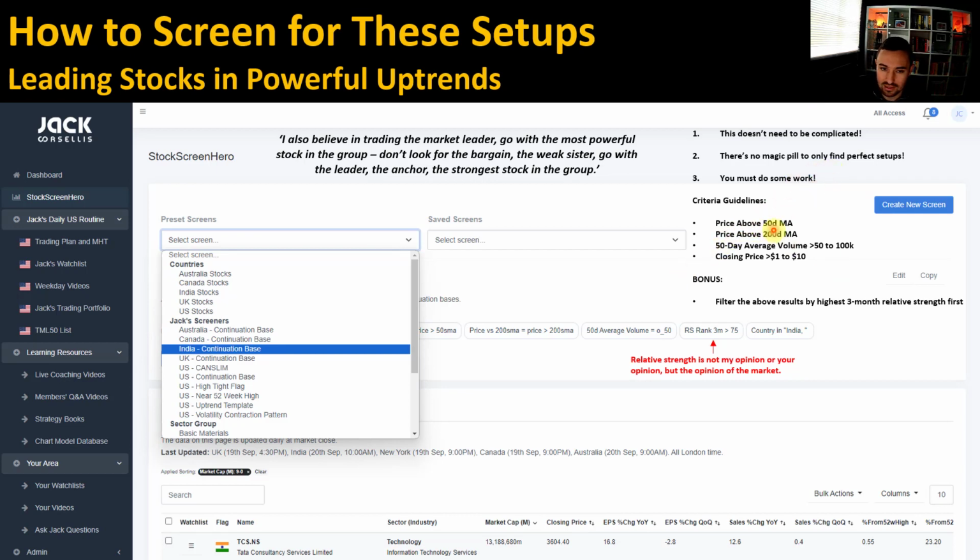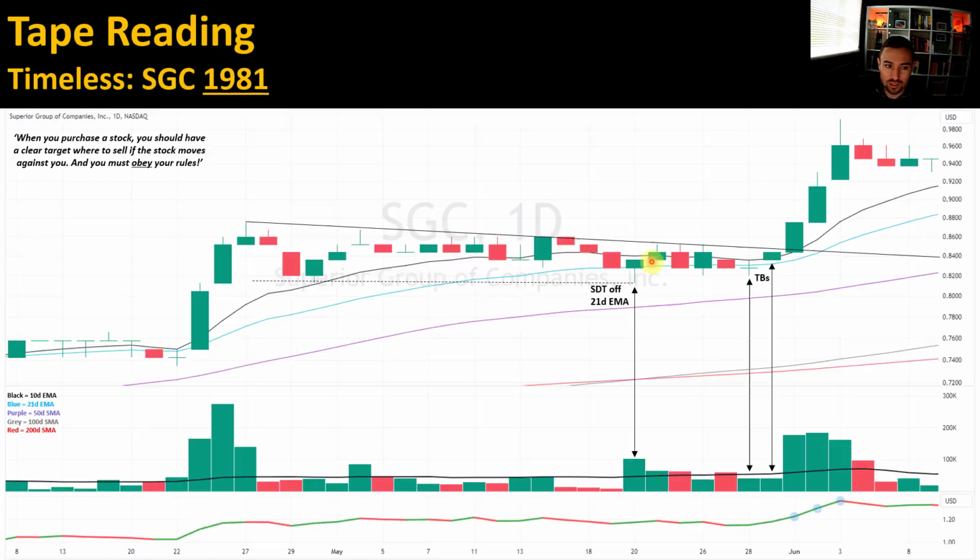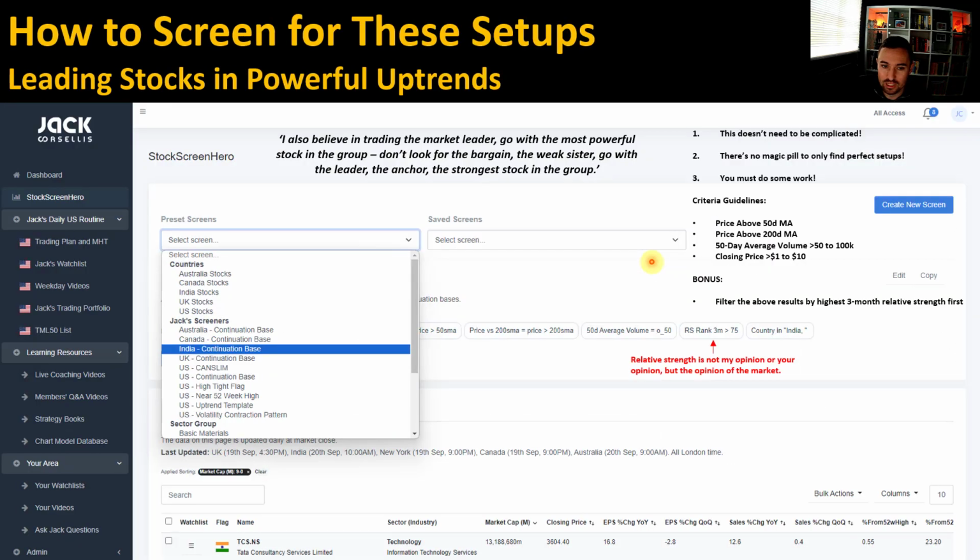So criteria guidelines, in essence, to find these kind of setups that you're going to be seeing, this is what you want to be screening for as the criteria guidelines. Price above the 50-day moving average, price above the 200-day moving average, to better ensure that the stock is in the context of that phase 2 uptrend. 50-day average volume, you want that to be greater than 50 to 100k, depends on liquidity parameters you want to be applying to that. Closing price, I would say you want it to be above $1, potentially above $10 as well. Get out some of that junk. Bonus, filter the above results by highest 3-month relative strength first.